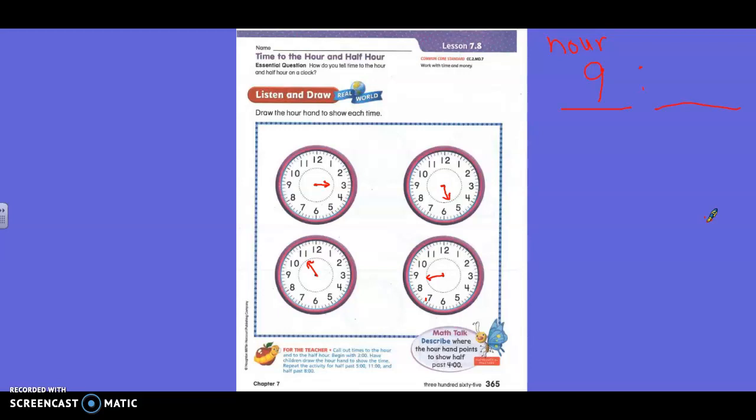Okay, so when, boys and girls, this hour hand moves from the 6 to the 7, how much time has gone by? An hour, right, an hour has gone by. Okay, all right, go to the next page.